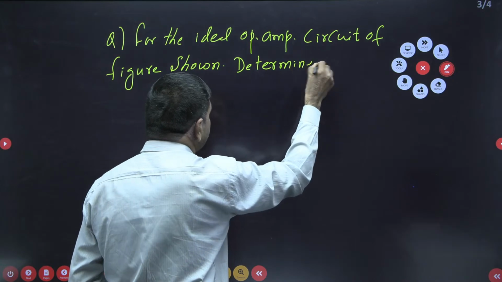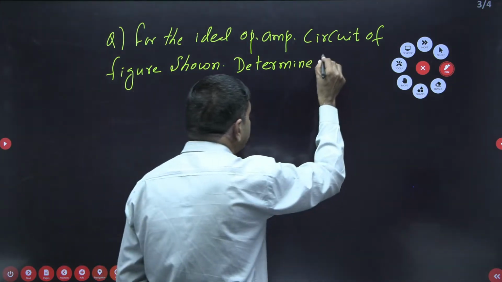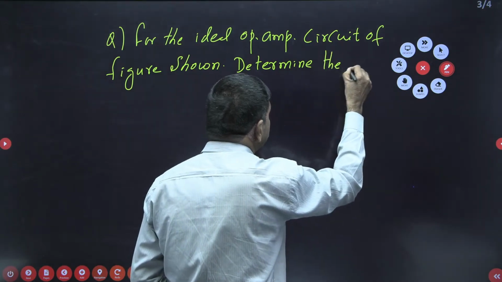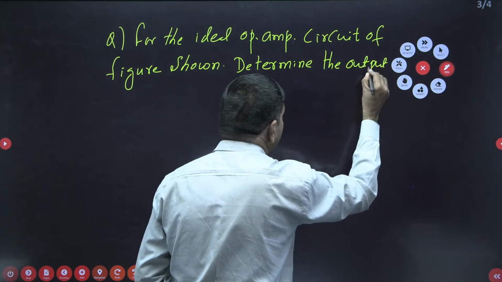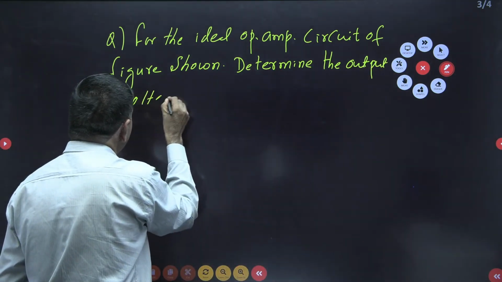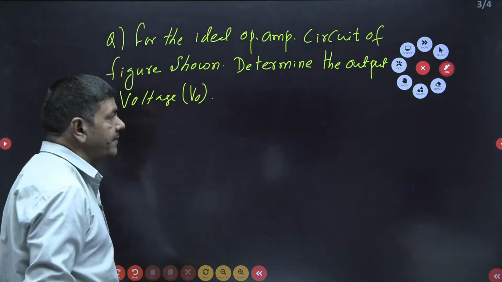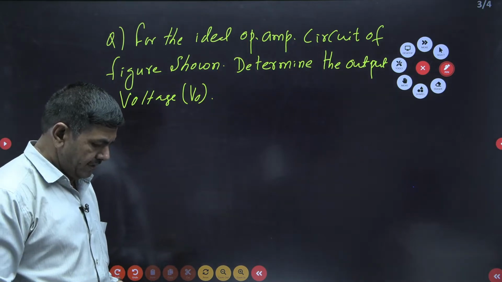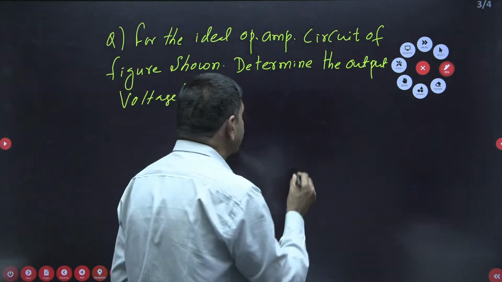Determine the output voltage V0. The problem is asking to find the output voltage V0. But how is the network given? Please watch. The network is given like this.